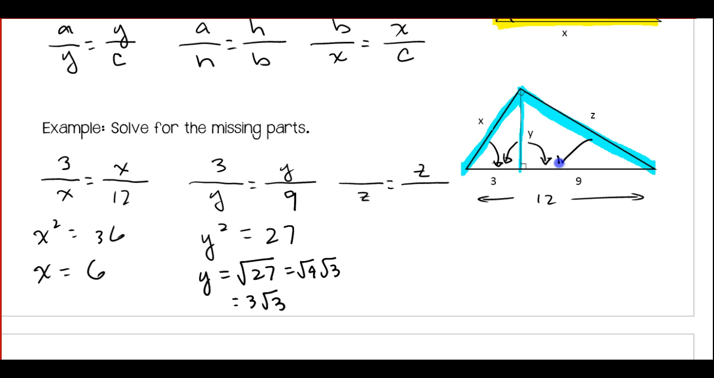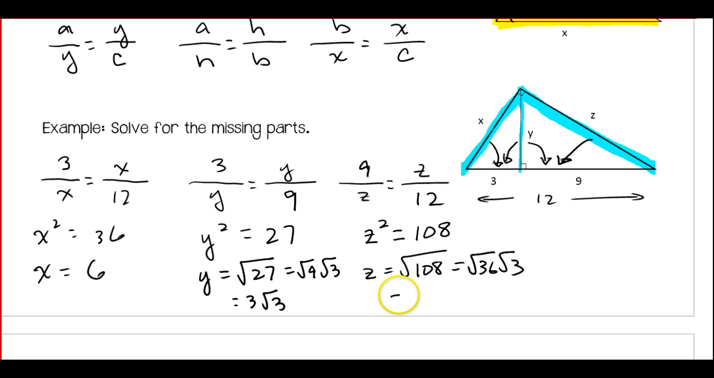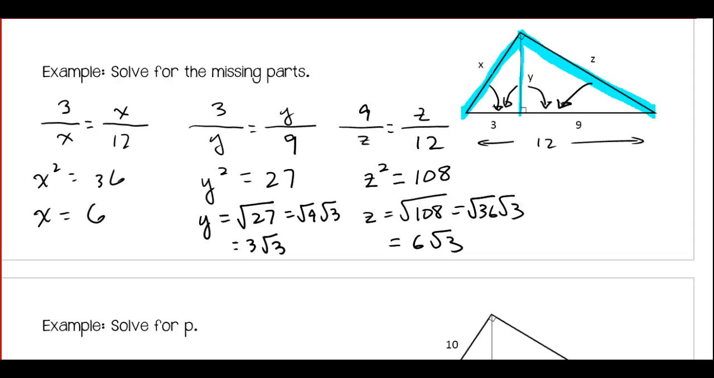And then z is going to be between the part of the hypotenuse it's next to, 9, and the entire hypotenuse, which is 12. Again, cross multiplying using our means extremes products theorem, I get that z squared is equal to 108. So z is equal to the square root of 108, which is the square root of 36 times the square root of 3, or 6 root 3. Right, as always, make sure you write down your questions and ask me when you see me in class.